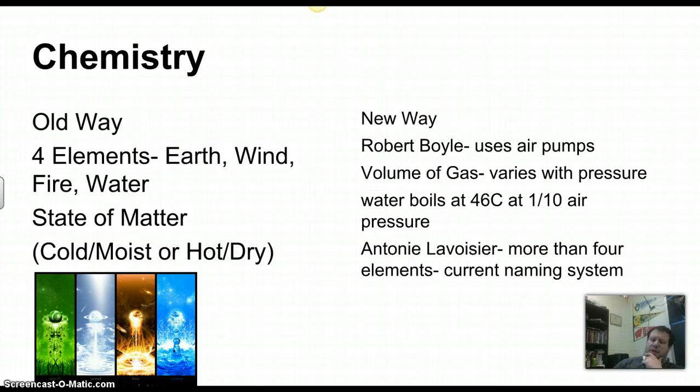Last is chemistry. According to Aristotle, the world broke down to 4 elements: earth, wind, fire, and water. The fifth one is kind of what fire is made up of, but that's not a big deal. And they decided the state of matter by whether it was cold and moist or hot and dry. So fire is hot and dry.